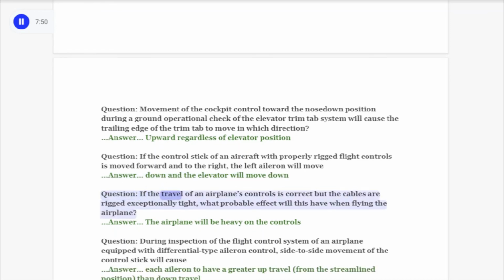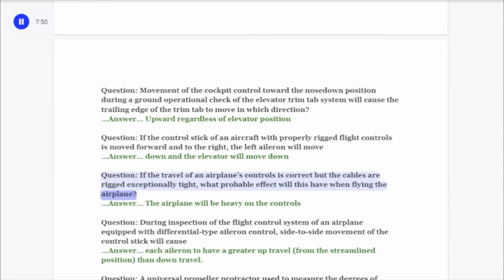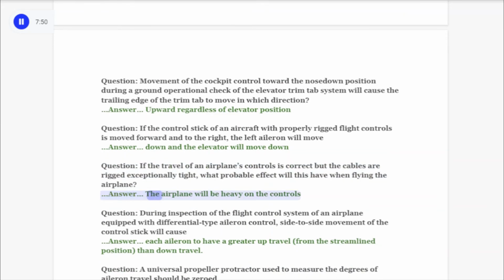Question: if the travel of an airplane's controls is correct but the cables are rigged exceptionally tight, what probable effect will this have when flying the airplane? Answer: the airplane will be heavy on the controls.